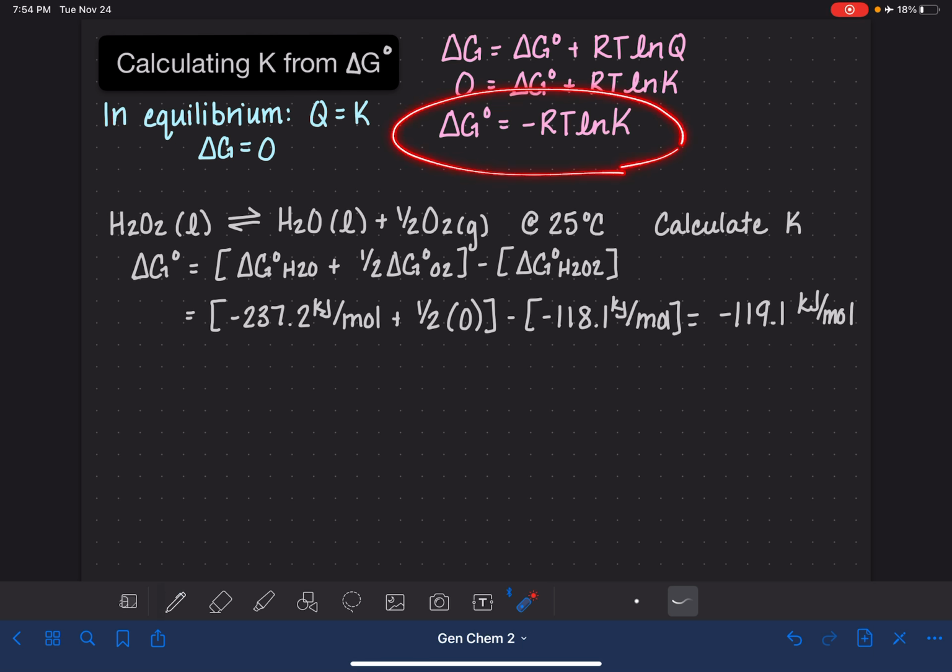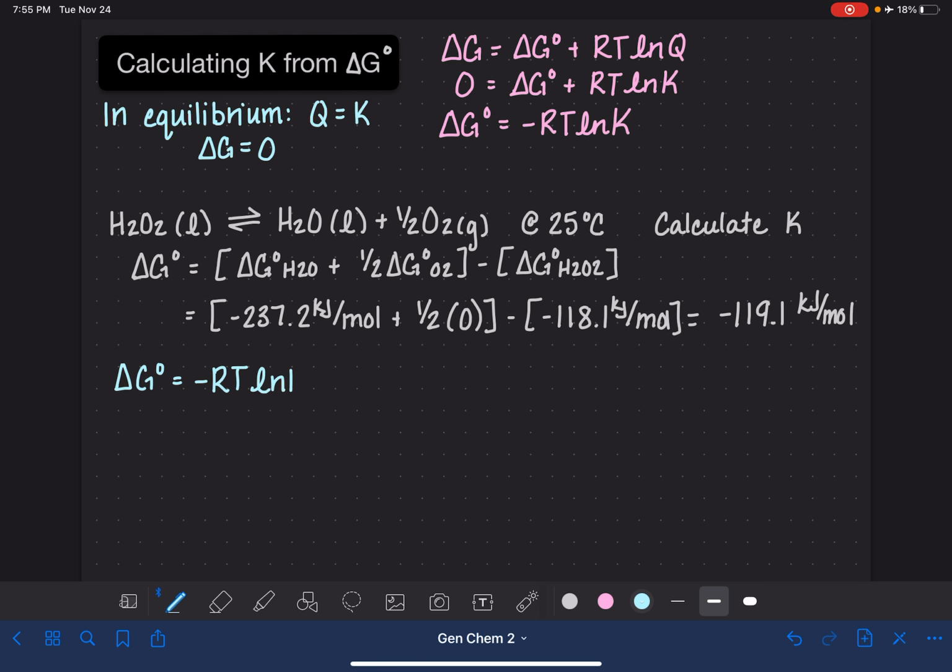So I'm going to take this equation here and copy it down below. Delta G standard equals negative RT natural log of K. And I'm going to start plugging in everything that I already know. I know that my delta G standard value is negative 119.1 kilojoules per mole. I know that the gas constant is 8.3145 joules per mole Kelvin. My temperature, 25 degrees C, is 298 in Kelvin. And then the last thing I need here is the natural log of the equilibrium constant K.